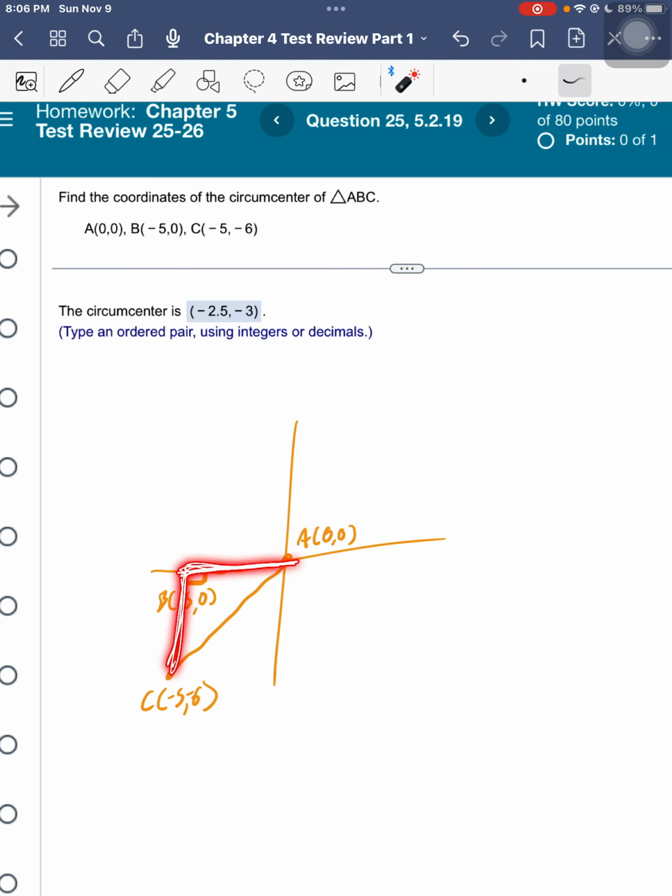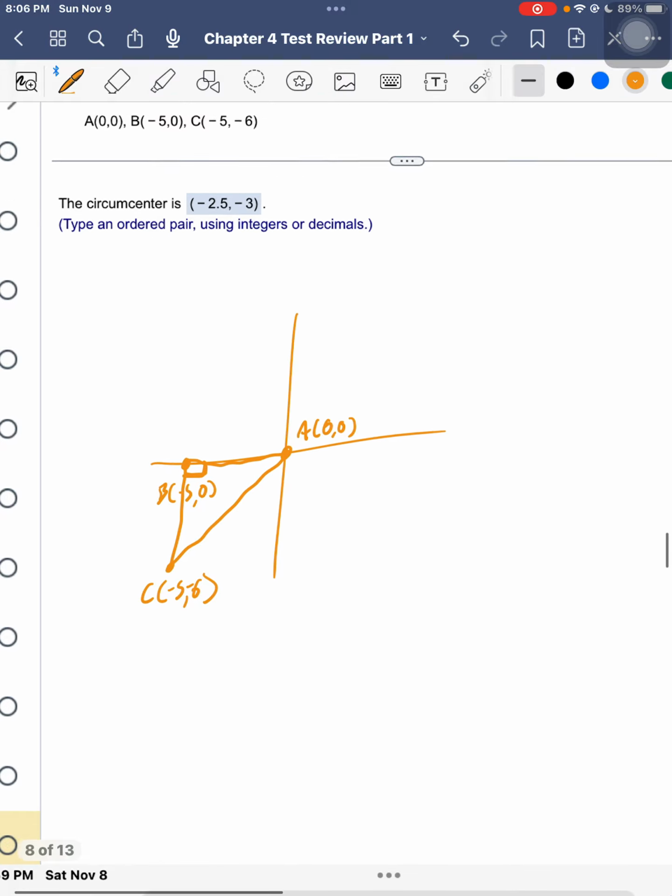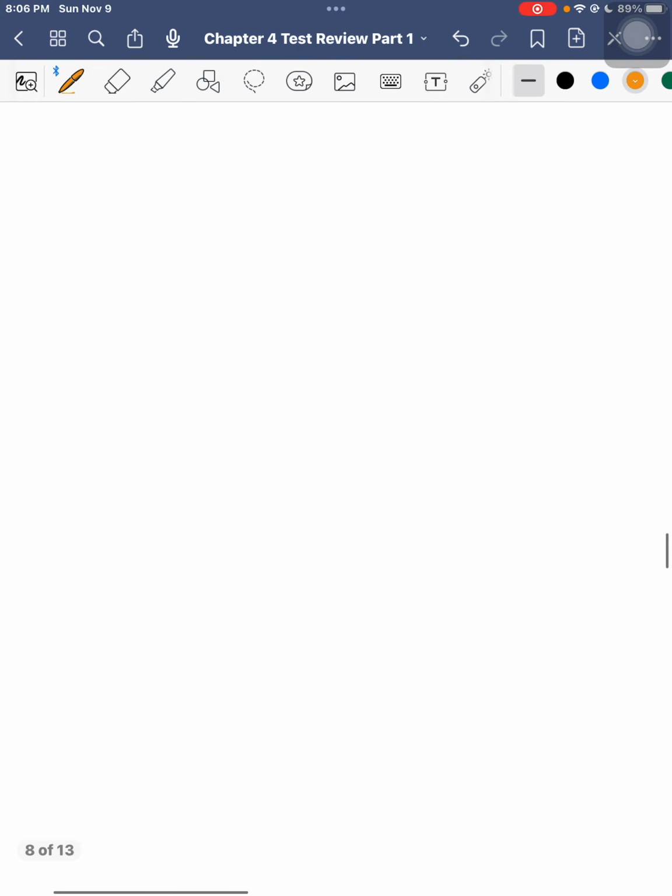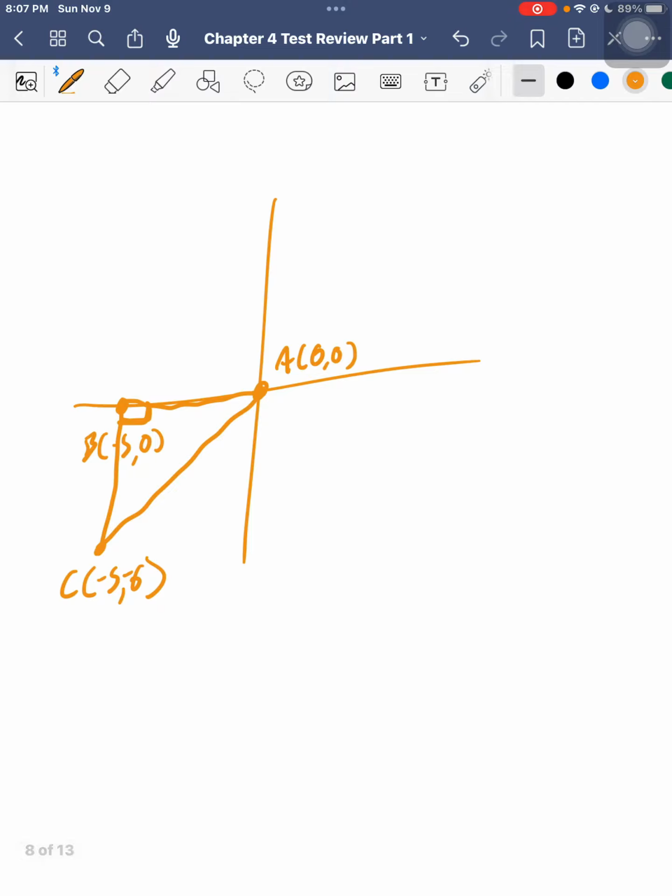So what do we know about a horizontal segment and a vertical segment? What do they create? 90 degrees. So now this AC is the hypotenuse. So we just have to find the midpoint of this AC. So that we don't have to write our formula again, we're just going to do x1 plus x2 divided by 2, y1 plus y2 divided by 2.